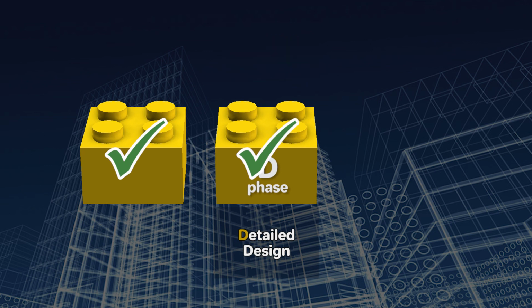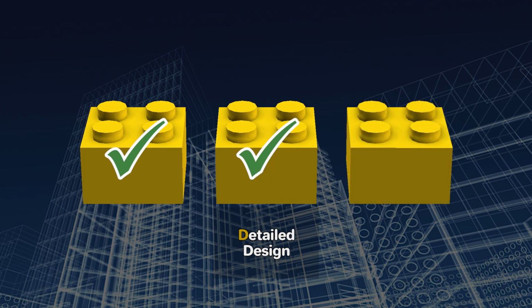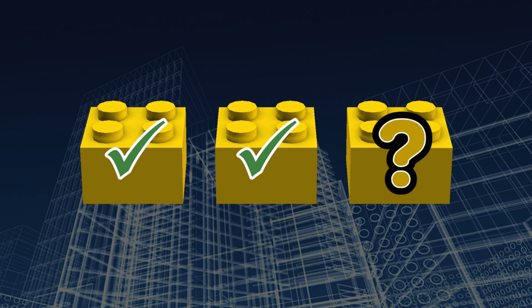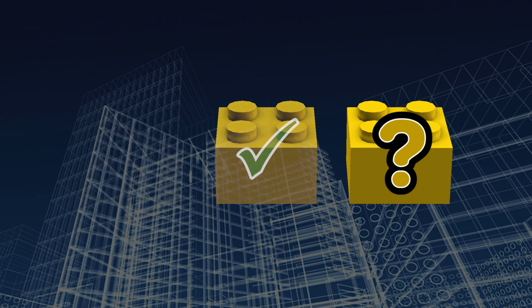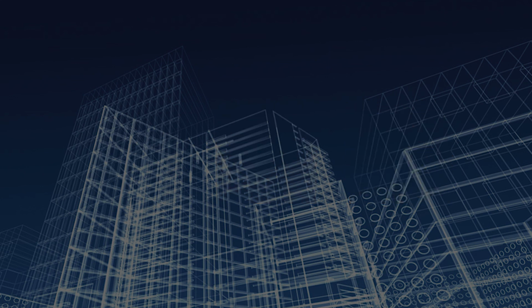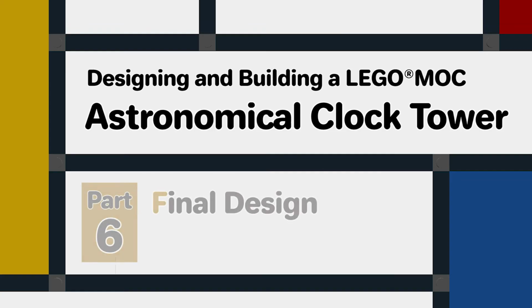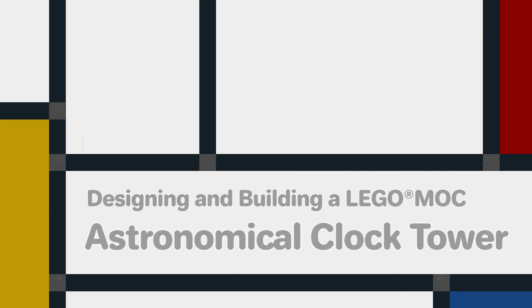So that was a look at how I developed the detailed design for this MOC. There are still a few smaller things to decide as we finalise the design, such as furnishing the rooms, final decisions on colours and finishes, some detailed features, flooring and a few other finishing touches. Look out for the next video in this series, in which I'll look at the final stage of the design for this MOC.